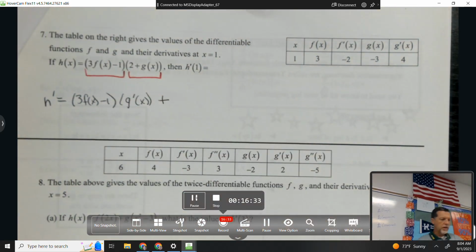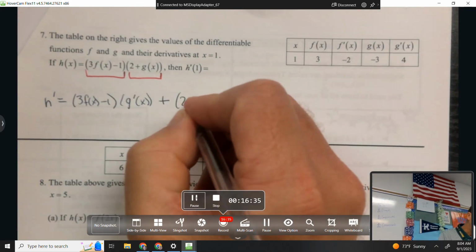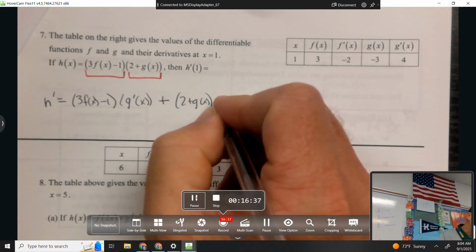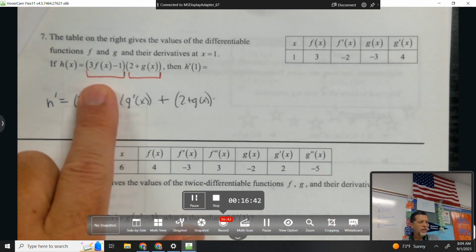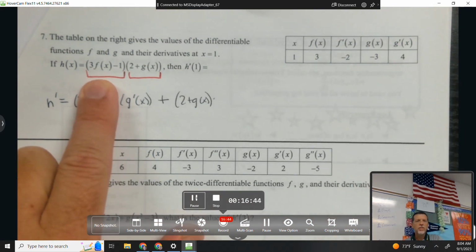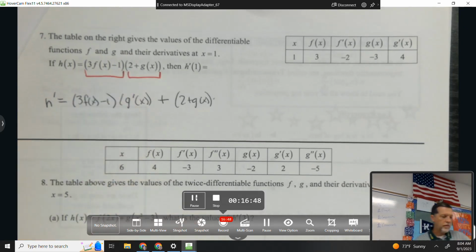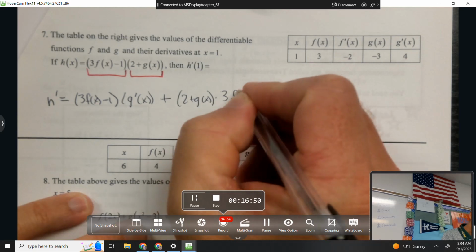Plus the other way around, so the second, 2 plus g of x, times the derivative of the first. What's the derivative of the first? Yeah, 3 times the derivative of f. 3f prime of x.